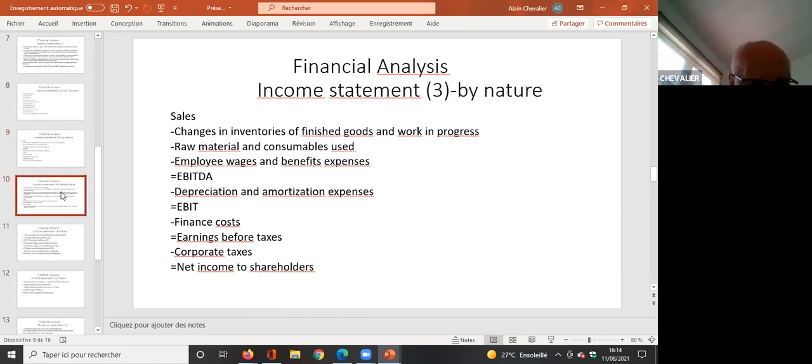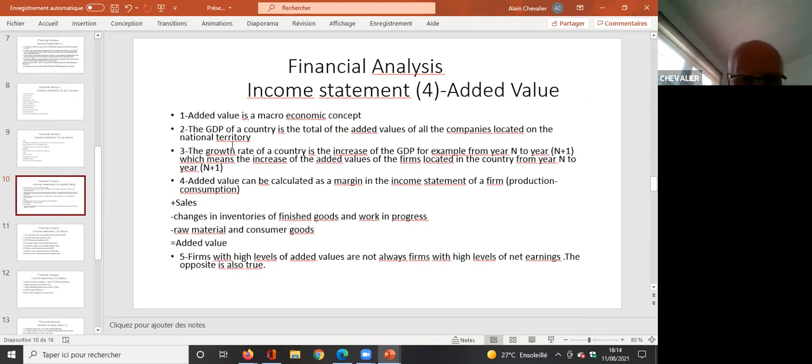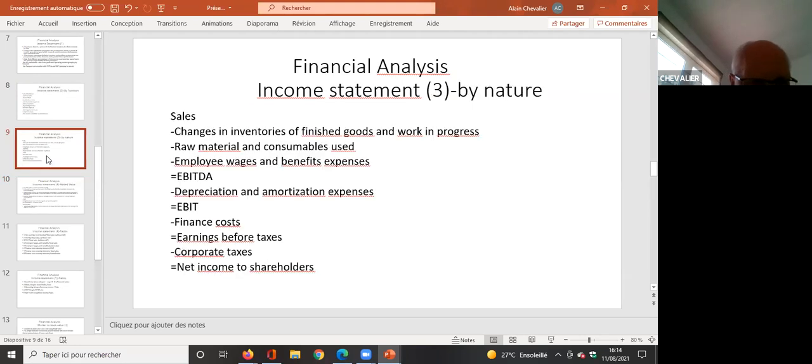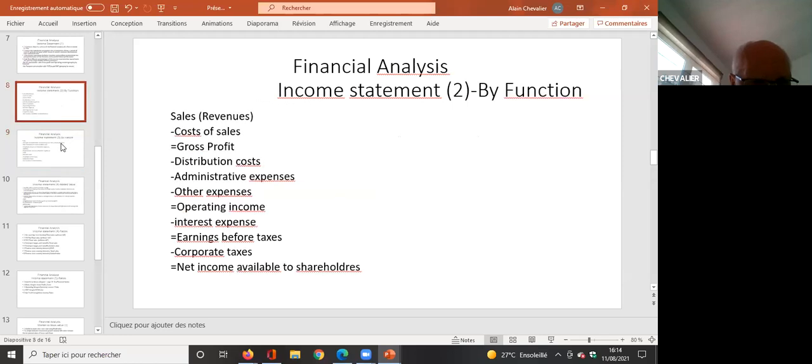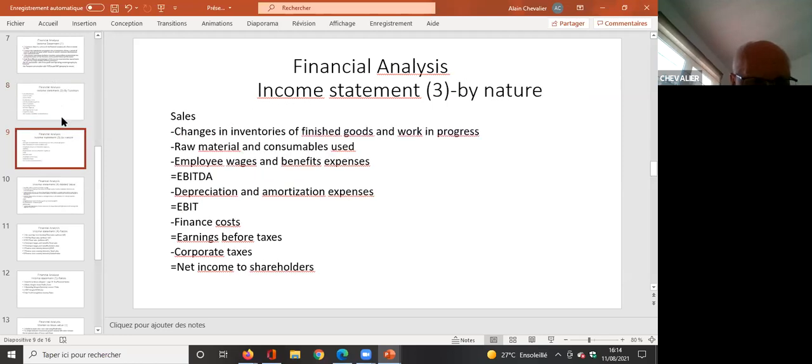Now, if you want to go further, it's okay. Do we have only two systems? We have two basic systems. But in some countries, you find a mix between the two systems.